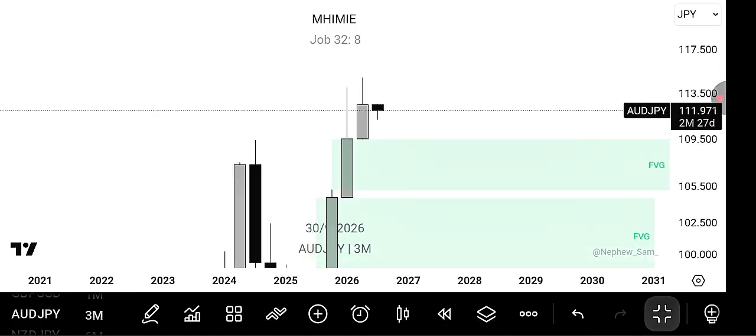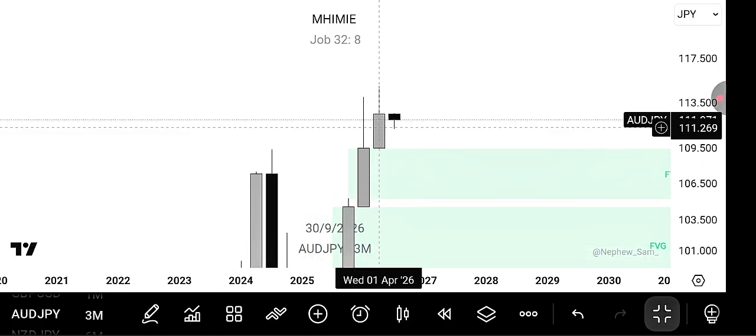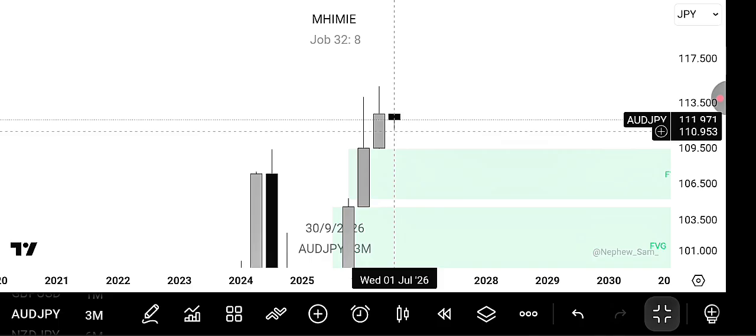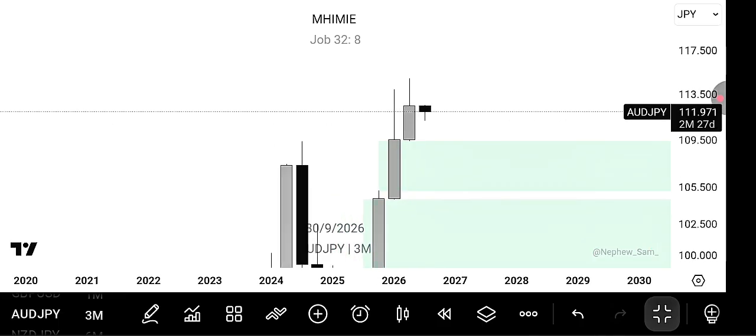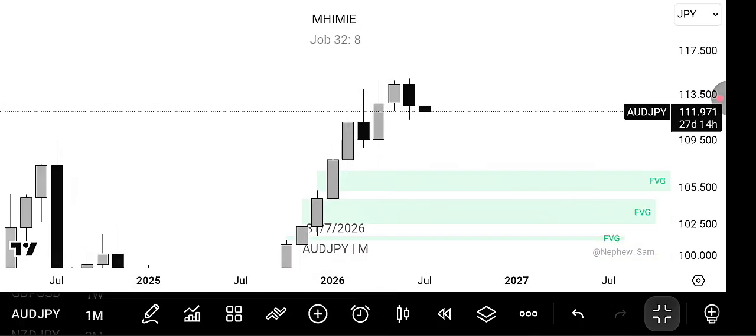The 3 month time frame closed inside, but actually closed higher in price, but closed inside. So not much data there. We go to the monthly time frame.